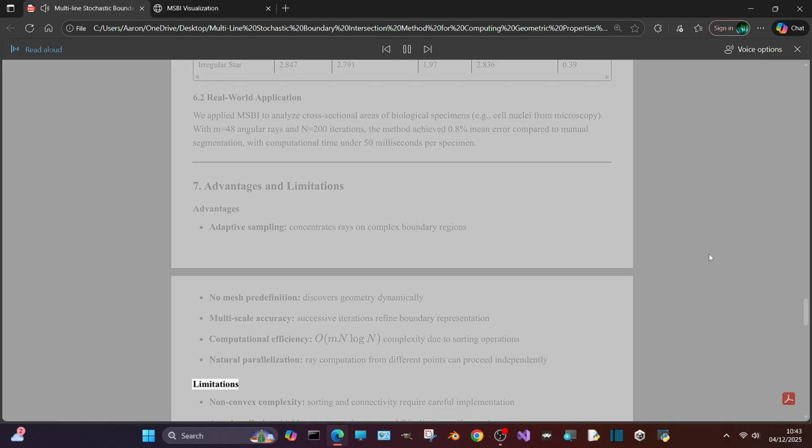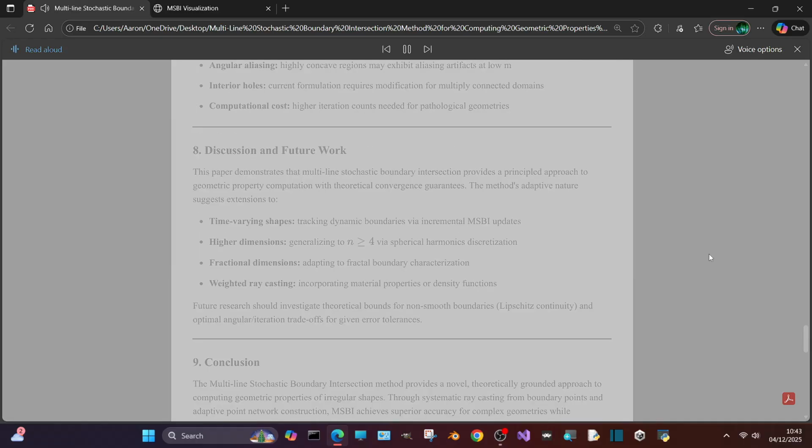Limitations. Non-convex complexity: sorting and connectivity require careful implementation. Angular aliasing: highly concave regions may exhibit aliasing artifacts at low M. Interior holes: the current formulation requires modification for multiply connected domains. Computational cost: higher iteration counts are needed for pathological geometries.